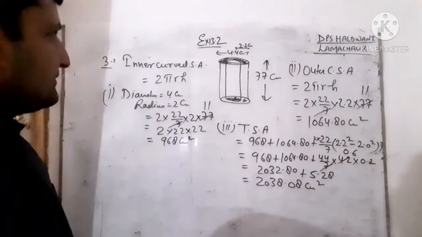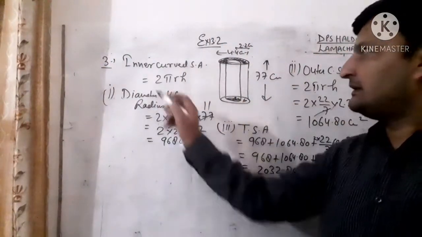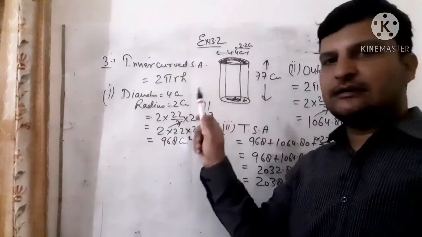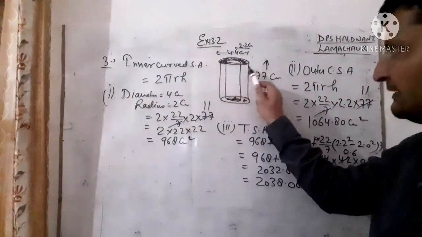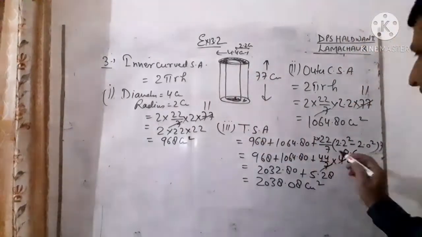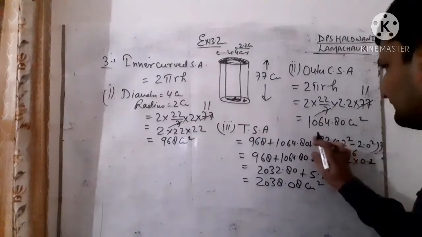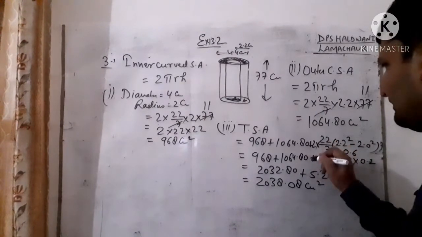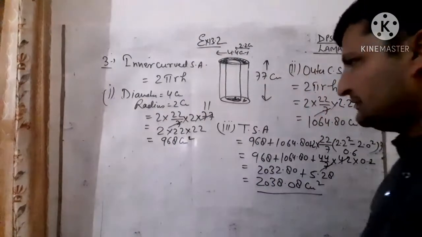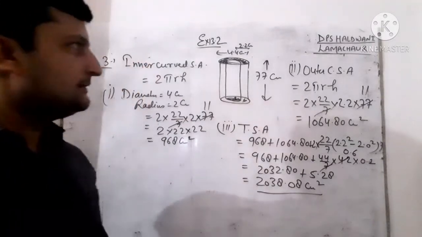So this is coming 2038.08 centimeter square. So students, we have done this question like this. We have to find the total surface area. In total surface area, we have to add this surface area plus this surface area plus this area minus this area. But it is of 2 sides, so we have multiplied by 2 here. So I am writing it here again, plus 2 into this one. So the answer is coming 2038.08 centimeter square. So students, we have to do all these questions like this.